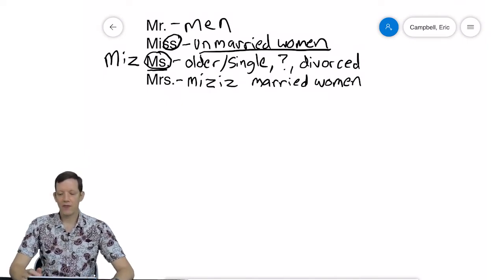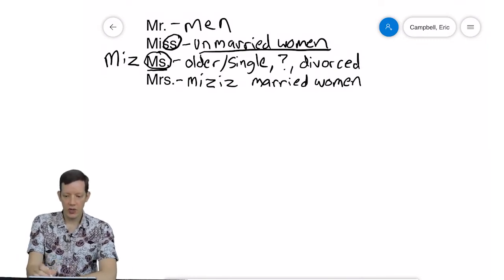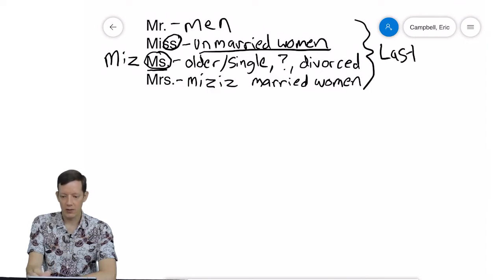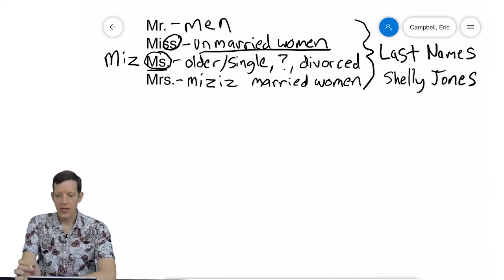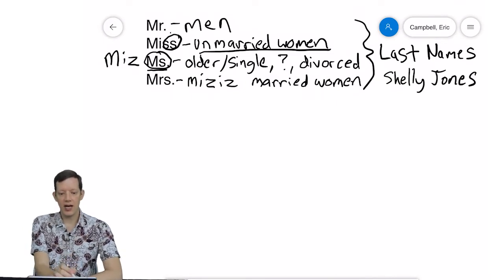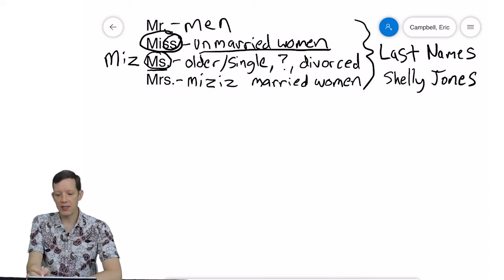Now then, it's very important that you understand we use all of these titles with last names. So for example, earlier we had Shelley Jones. Okay? So if Shelley Jones is young and single, she would be Miss Jones. If she's married and Jones is her husband's last name, she would be Mrs. Jones. But it's always used with the last name.